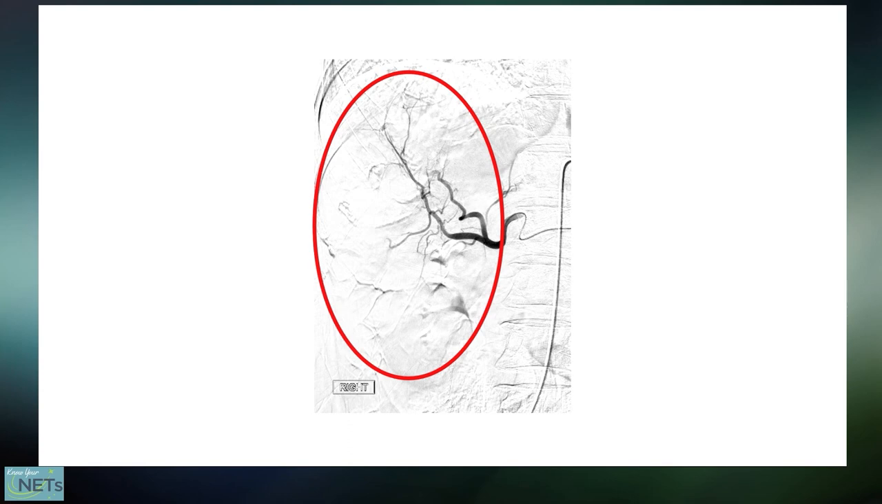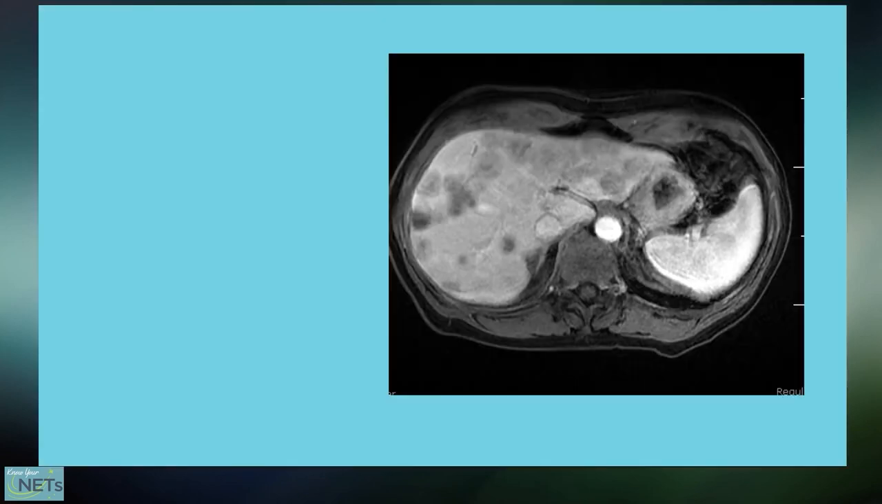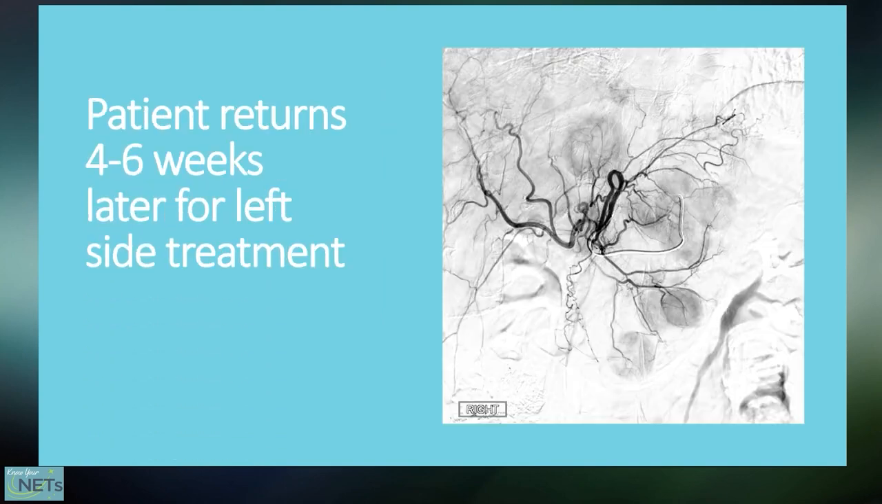And so we aim for what we call pruning. If you imagine all those tumors are like apples on the tree, we're trying to prune the branches, prune the leaves, and just leave the trunks behind. You can see here, the blood flow is still preserved to the liver. You can see here that the tumors are no longer lighting up or enhancing.